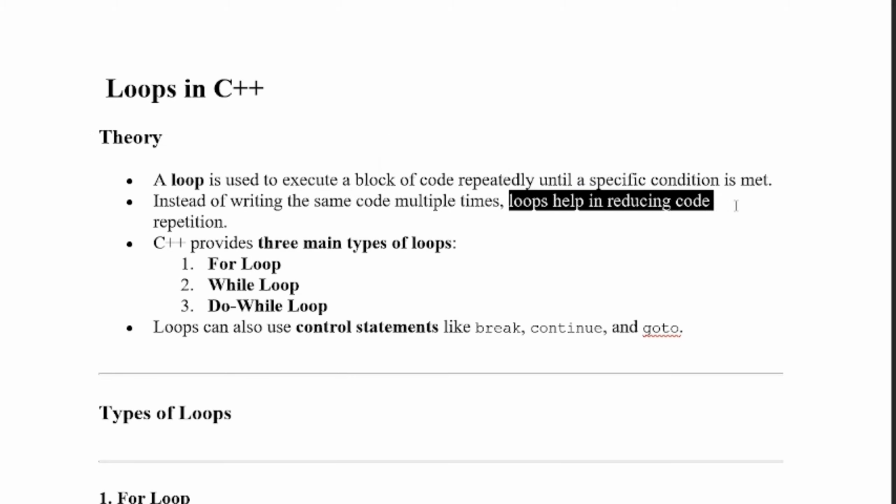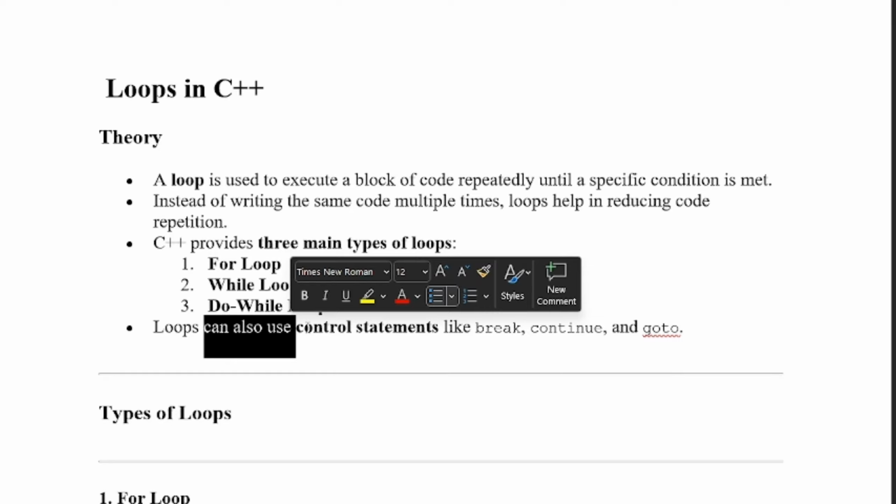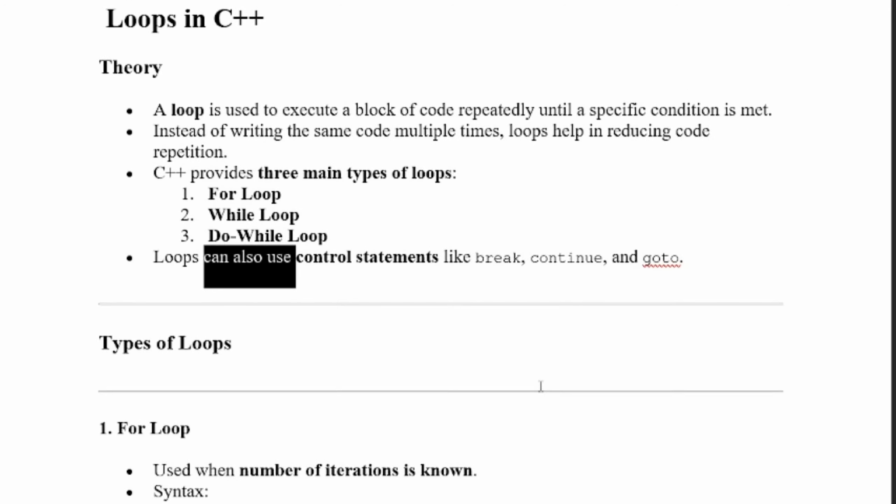C++ provides three main types of loop. The first one is the for loop, the second is the while loop, and the third one is the do while loop. Loops can also use control statements like break, continue, and goto. Okay, here we discuss the types of loop.